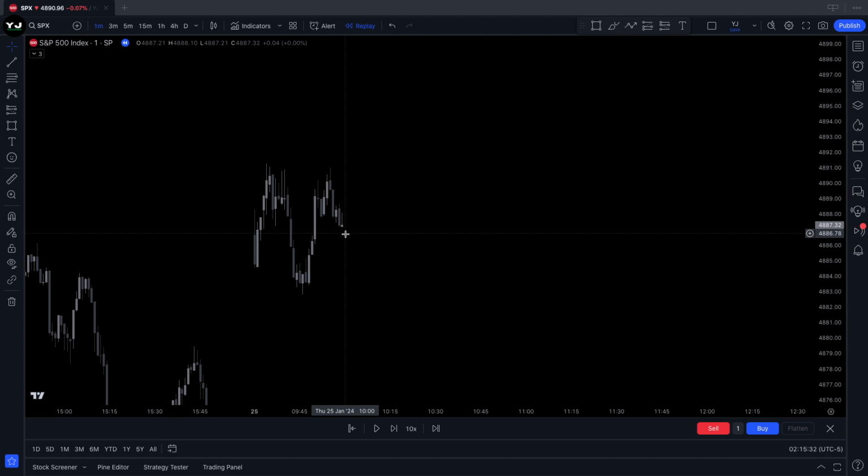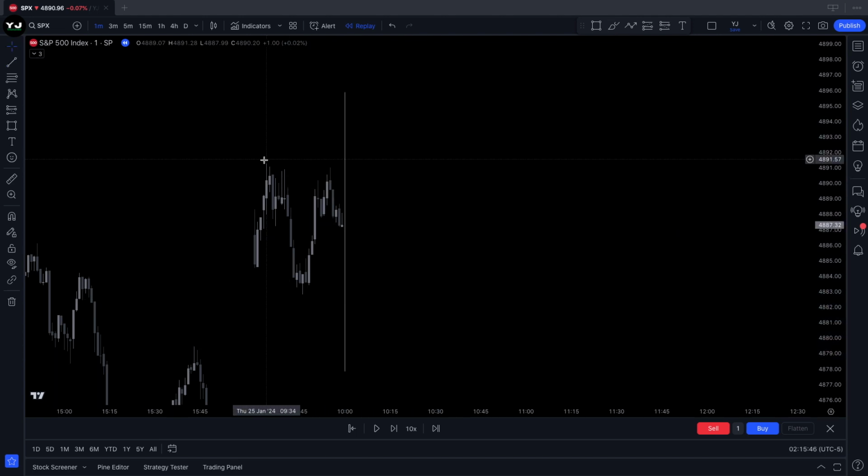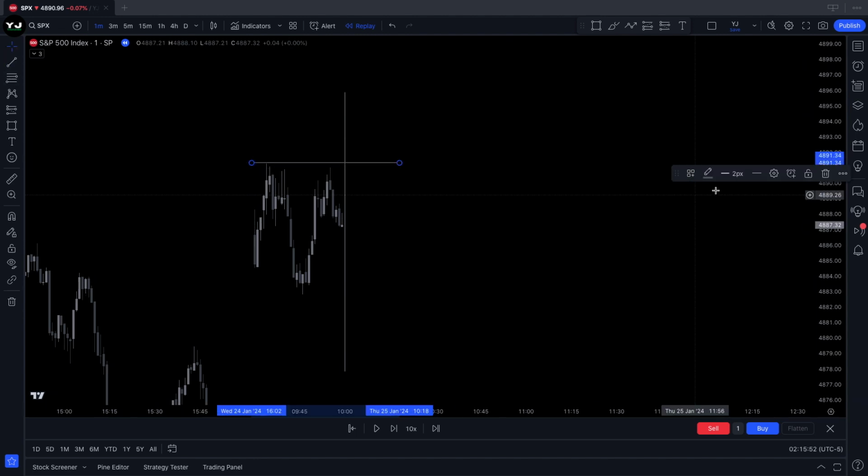So as you guys can see here, this is our 10 a.m. market open. I'm going to mark that out just to give you guys a better idea of how this trade is going to play out. So that's our market open. We're going to mark out our buy side and our sell side liquidity. So here's our buy side and here is our sell side.